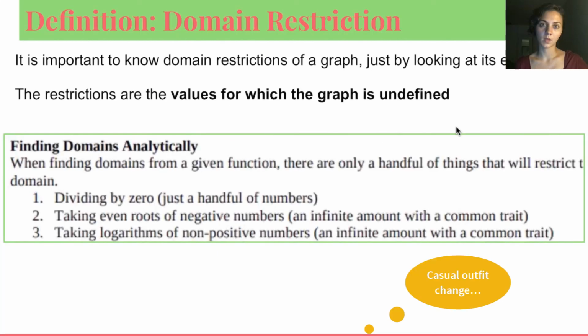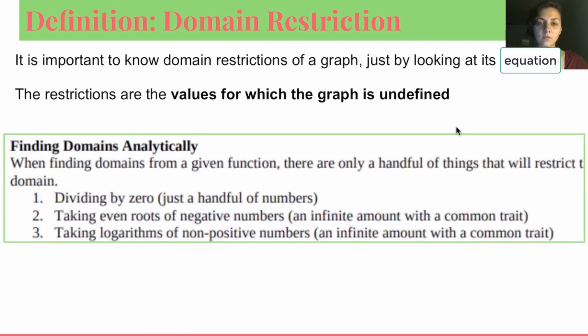The final topic we will be reviewing today in our functions review is domain restriction, which is a new vocabulary word for you. I know that you all know what the domain is. The domain is all the possible inputs for a function. And I know that if I were to give you a graph, you'd be able to look at the graph and determine what the domain of the function is.